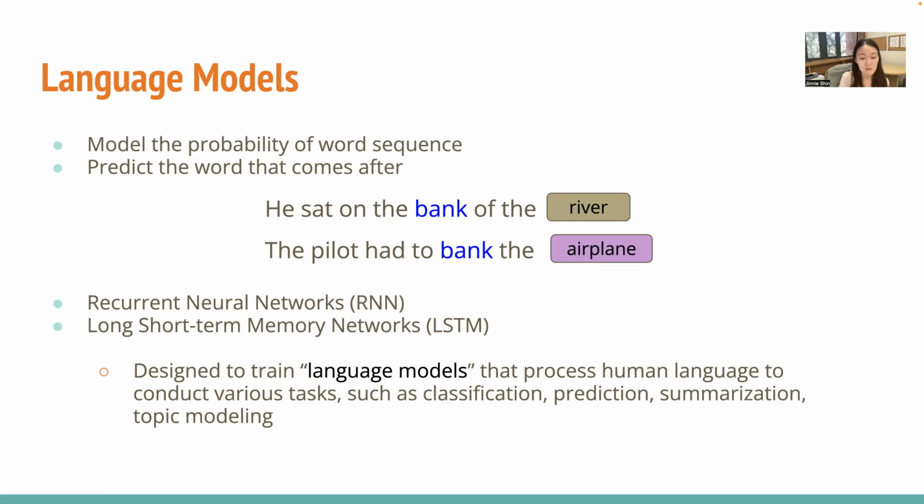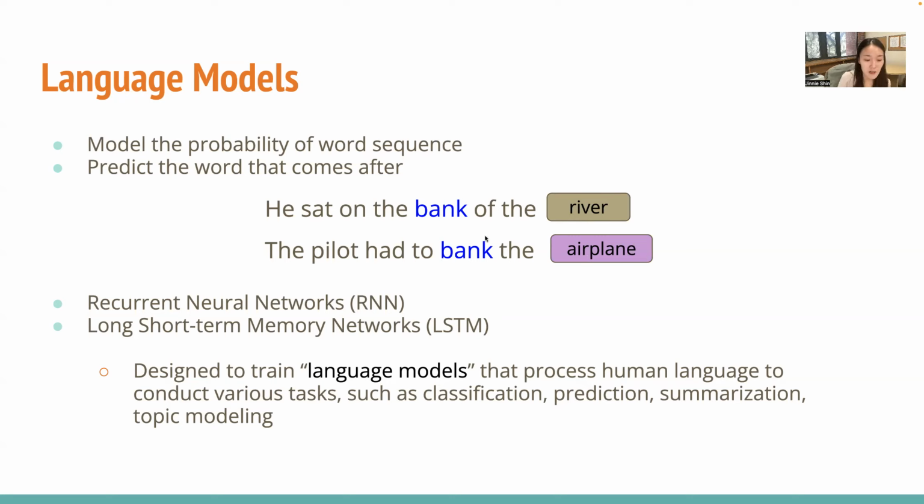And LSTM, which is an advancement of RNN, or recurrent neural network, is designed to remember longer-term dependencies, making it particularly effective in understanding context over longer sequences. So let's consider the sentences: He sat on the bank of the river, and the pilot had to bank the airplane. Let's assume that the words river and airplane, which continue the previous words, are not available at this moment. In the first sentence, the bank refers to the side of a river, while in the second, it's a verb meaning to tilt.